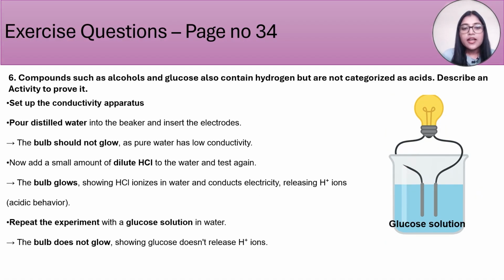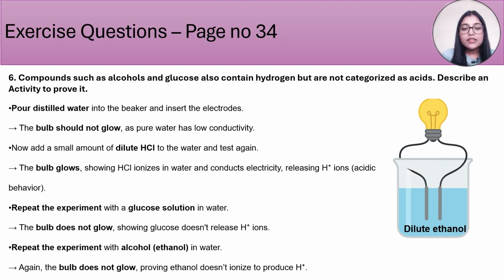To test again, we can use glucose solution instead of hydrochloric acid solution. So when we do this, the bulb does not glow, showing that H plus ions are not being released by this glucose solution. And if we repeat the experiment with alcohol such as ethanol in water, the bulb does not glow again, proving ethanol does not ionize to produce H plus ions.